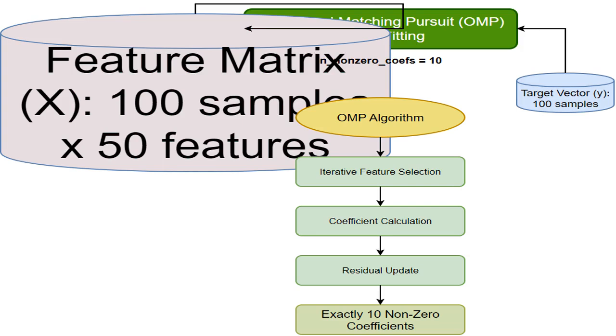This is my input data. I have 100 samples, and each sample has 50 features, different characteristics that might help me predict the target vector. Think of it as the box of 50 different types of Lego pieces.